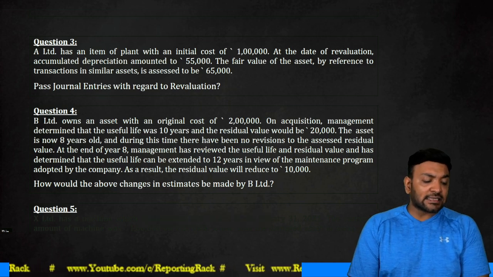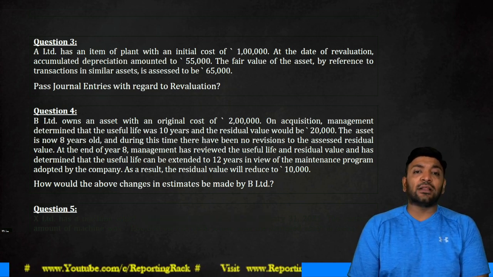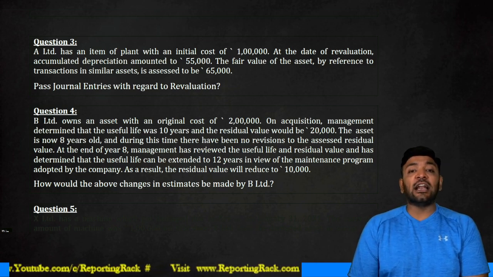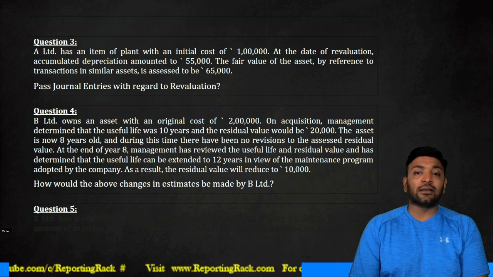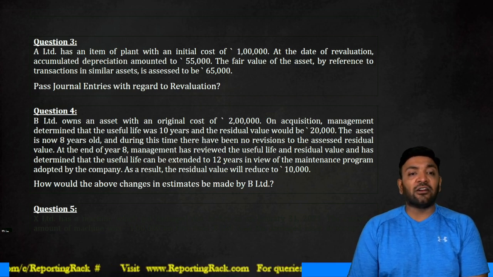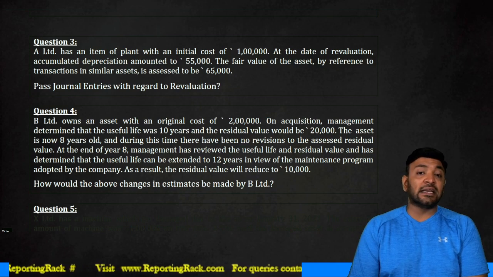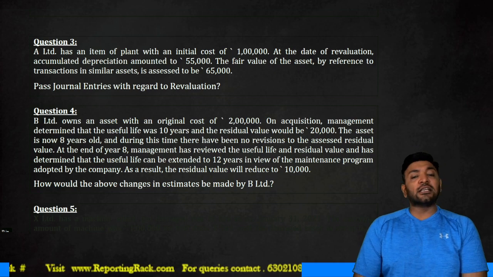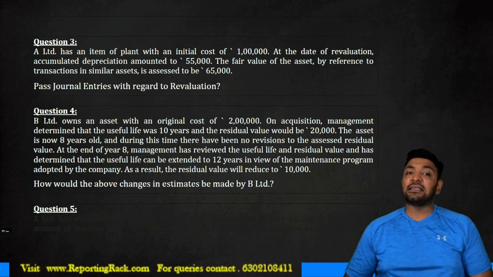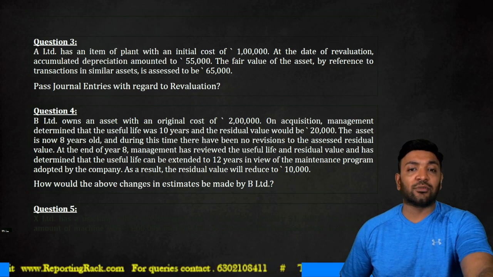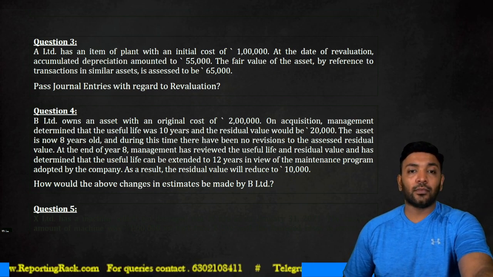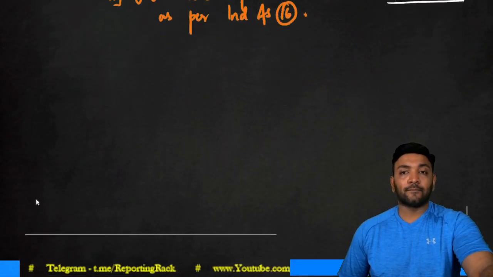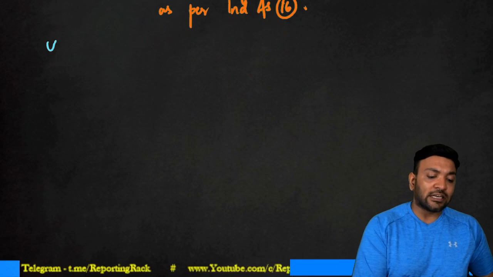A Limited has an item of plant with an initial cost of 1 lakh. On the date of revaluation, the accumulated depreciation is 55,000. The fair value with reference to the transaction of similar asset is 65,000. What are your entries with regard to revaluation? Guys, we have already seen these entries. I'll just repeat them once again as a part of this question number 3.